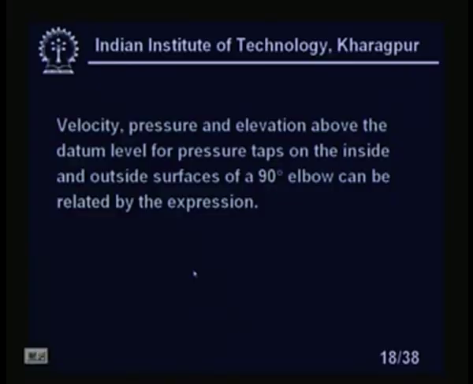So velocity, pressure and elevation above the datum level for pressure taps on the inside or outside surface of a 90-degree elbow can be related by the expression. The shape is 90 degrees, any bending in an industrial process is 90 degree, that is the reason we call it 90-degree elbow. It can be related by the expression Ck V square by 2G equals P naught by rho G plus Z naught minus Pi by rho G minus Zi, this is equation number 3.